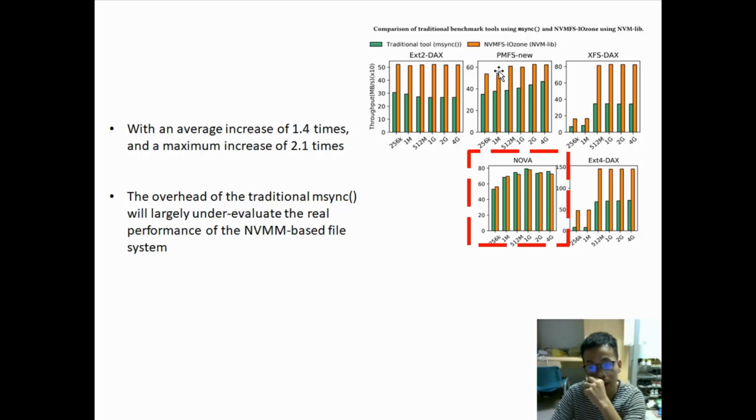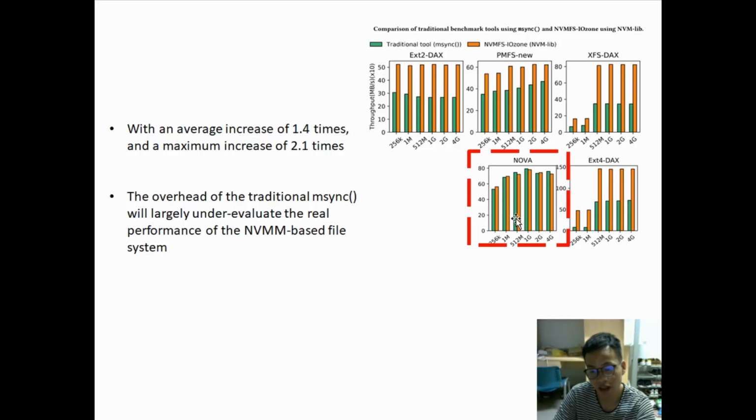Except NVM-lib, except NOVA, we can find the throughput of NVM-lib is higher than with the traditional Msync. Those results confirm the effectiveness of replacing the Msync with the NVM-lib method. For NOVA, the two methods are very close.